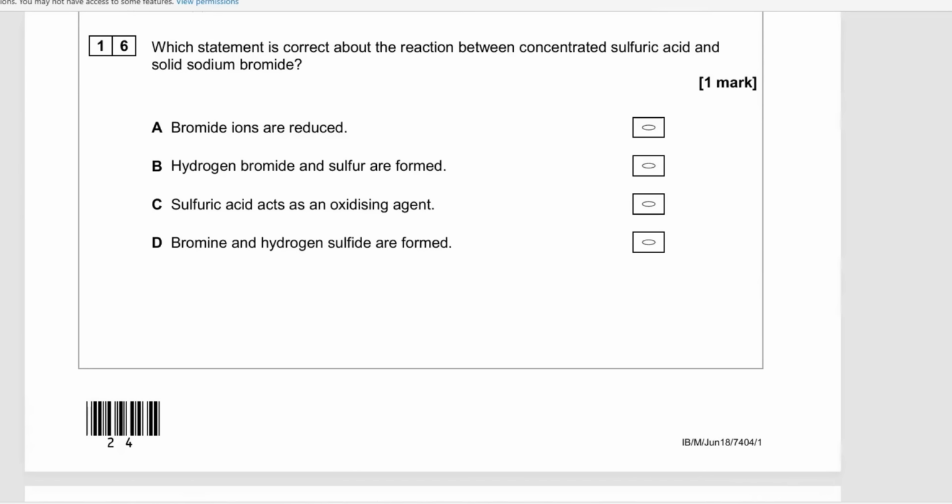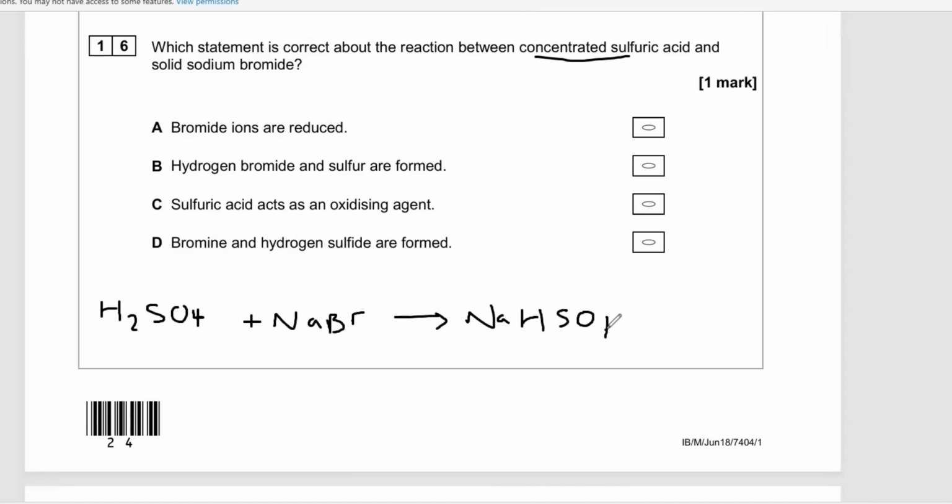Right. 16. Which statement is correct about the reaction between concentrated sulfuric acid and solid sodium bromide? So this is about the reducing power of the halide ions, and this is a topic you have on Group 7. Now, if it was sodium chloride and concentrated sulfuric acid, you just get a one-step reaction that's not a redox. So if this was sodium chloride, we get sodium hydrogen sulfate plus hydrogen chloride. But it's not sodium chloride. So it's sodium bromide. And this reaction is not a redox reaction. It's just an acid-base reaction.